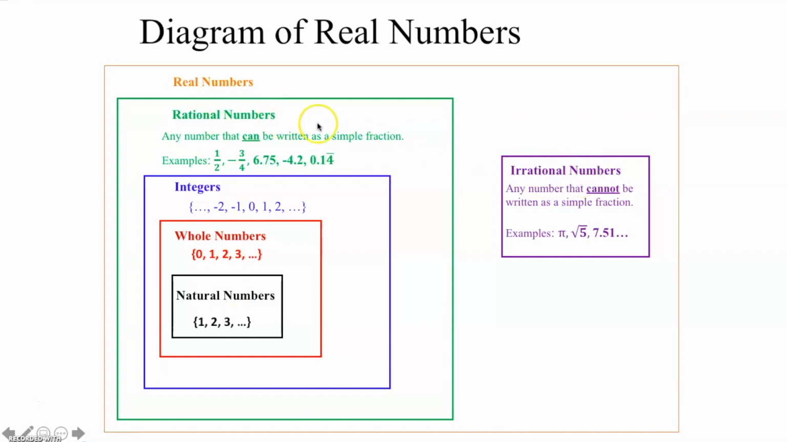Irrational numbers are numbers that are not included in any of these categories right here, but are still included in the real numbers category. Real numbers include each of these categories.